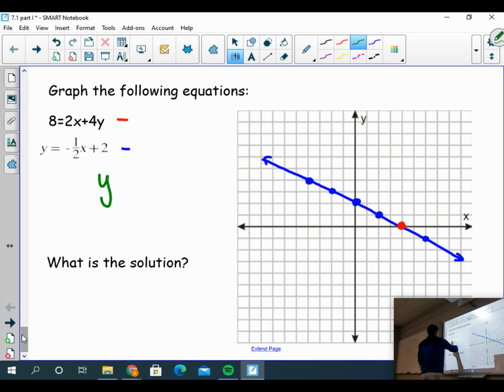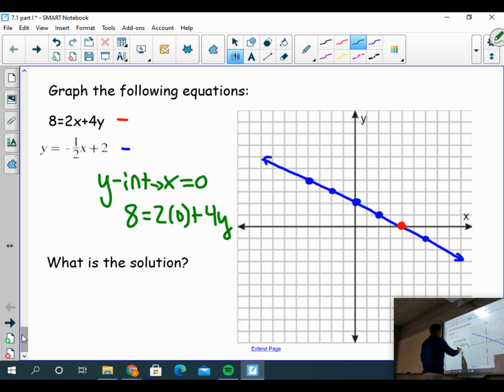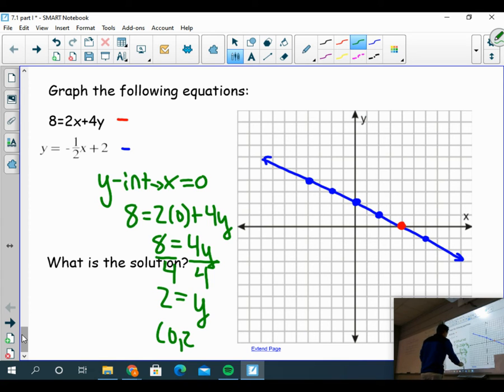Okay, to find the y-intercept, I'm going to do the exact opposite. I'm going to set x equal to 0. This is because the y-intercept is where you cross the y-axis. Whenever you cross the y-axis, your x value will be 0. So I plug in 0 for x, and I go ahead and solve for y. Again, 2 times 0 is 0. Divide by 4 to get y by itself. And I find that my y-intercept will occur at (0, 2). The x-coordinate of any y-intercept is 0. I'm specifically hitting the y-axis at 2.